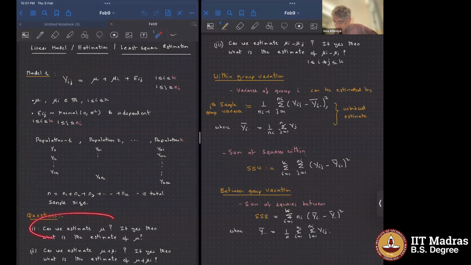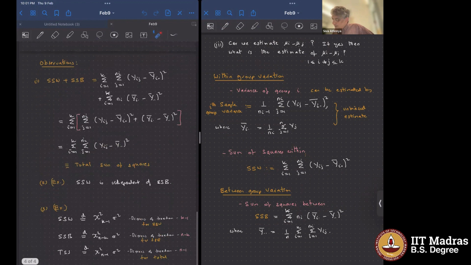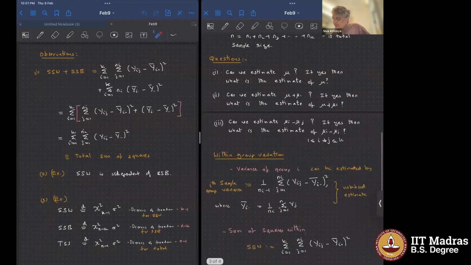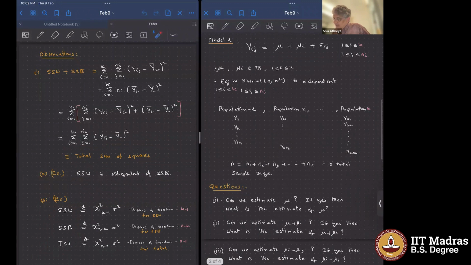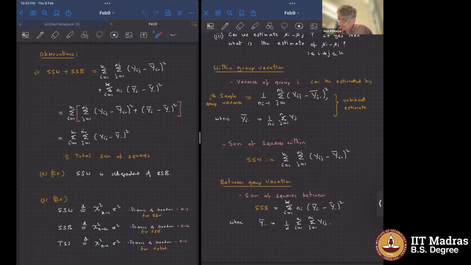And then the question I asked was, can we estimate mu i, mu plus mu i, and mu i minus mu j? Then I went on to define within-group variation and between-group variation as the sum of squares within and the sum of squares between. Once I had this, I made the following observations: if you add these two, you get the total sum of squares. It's an interesting statistical fact that the sum of squares within is independent of the sum of squares between, and each of these quantities has the distribution above. Why are these distributions relevant? Because we know the yij's are normal, and SSW and SSB are sums of squares of normals, which are chi-square. Very good.